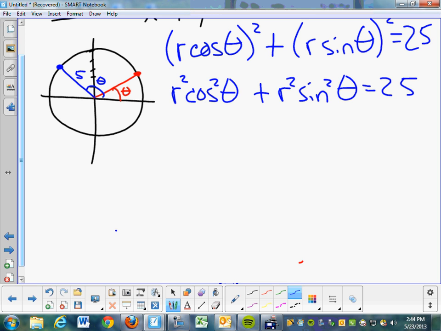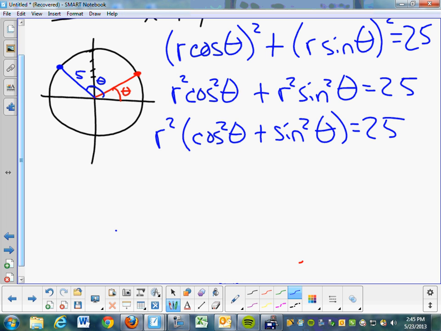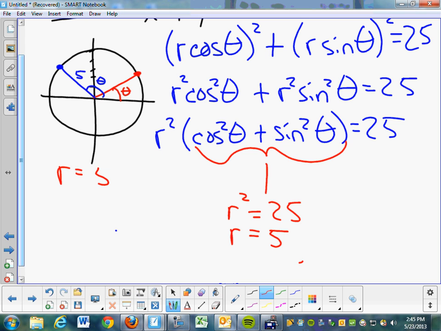Cosine squared plus sine squared is 1. So we just need to factor out an r squared. So therefore, this middle part, exactly like you guys saw, is equal to 1. So you just have r squared equals 25. Well, if r squared is 25, what is r? 5. And so that is the equation for this graph in polar form. That's all you need to do. Yes, on the test, you have to verify that that's true. You can't simply just say, well, I know it's a circle, so r is 5.